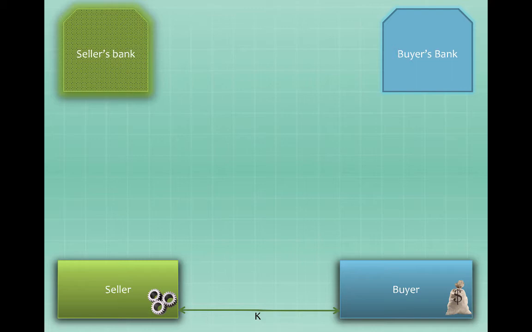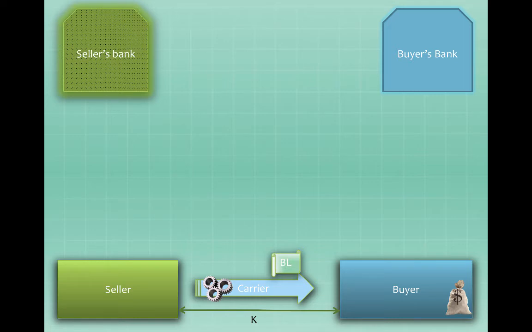Everyone's happy. There's applause, hurrahs, huzzahs, but the problem is, how do the parties get the goods and how do they make payment? So we need to add a couple things. First, we're going to add a carrier. The seller contracts with the carrier and hands over the goods to the carrier. At the same time, the carrier prepares and delivers a bill of lading representing the contract, the bailment, and the legal right to ownership of the goods.